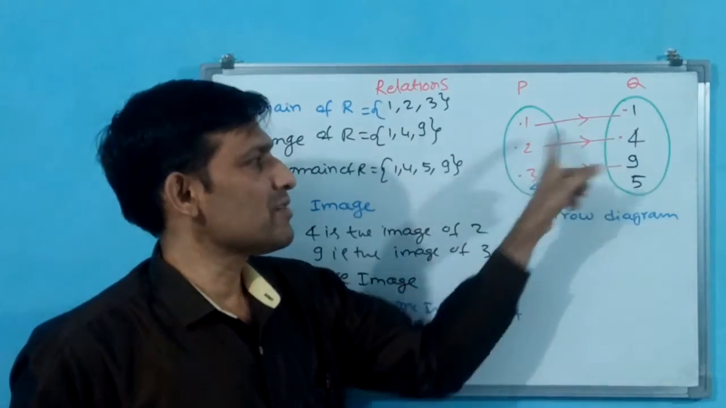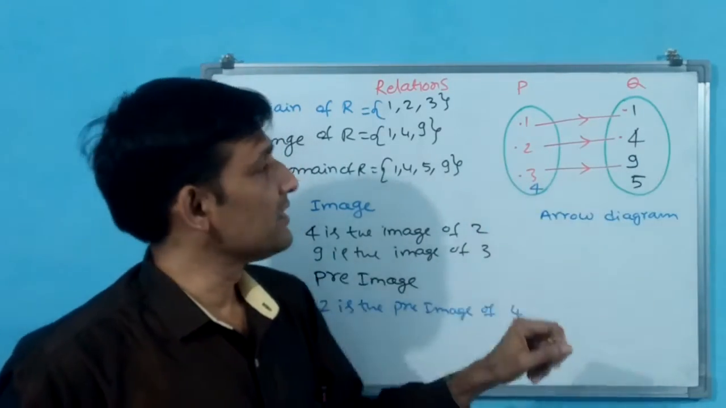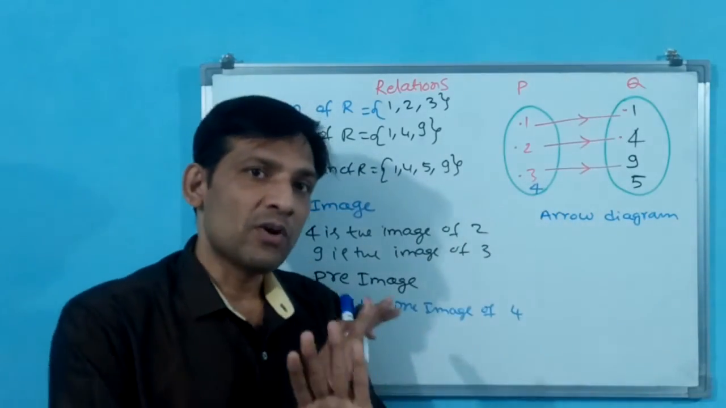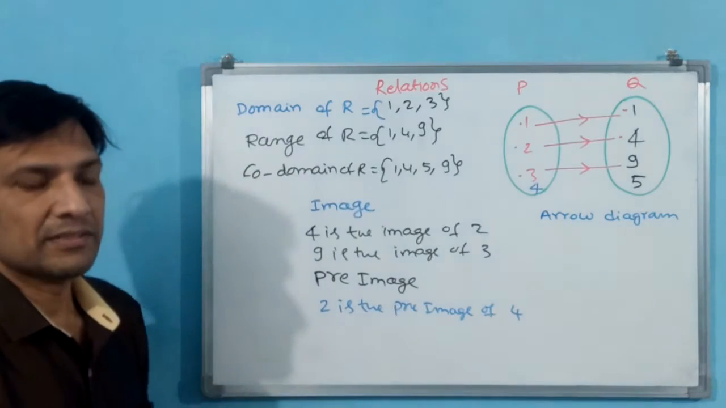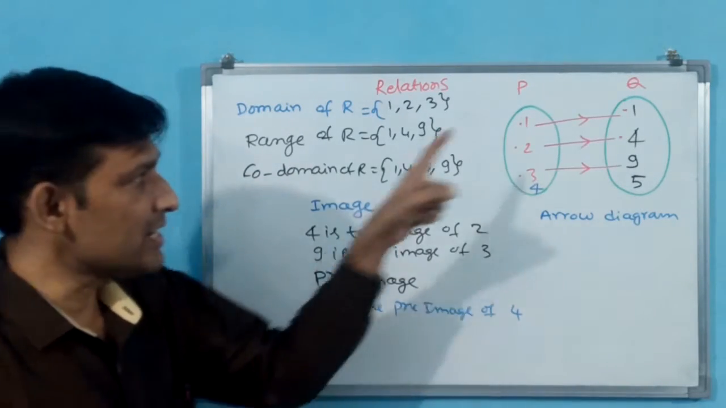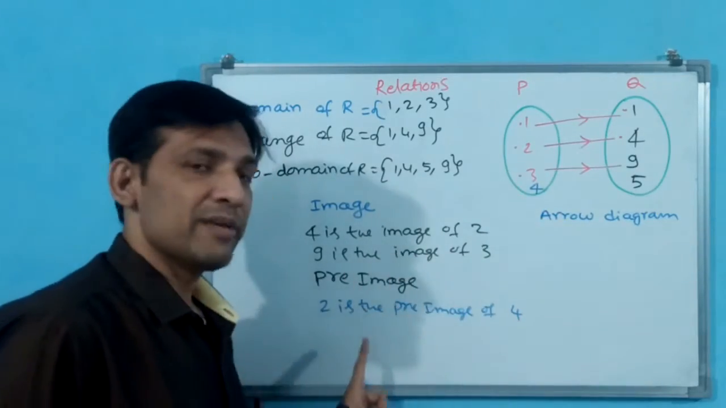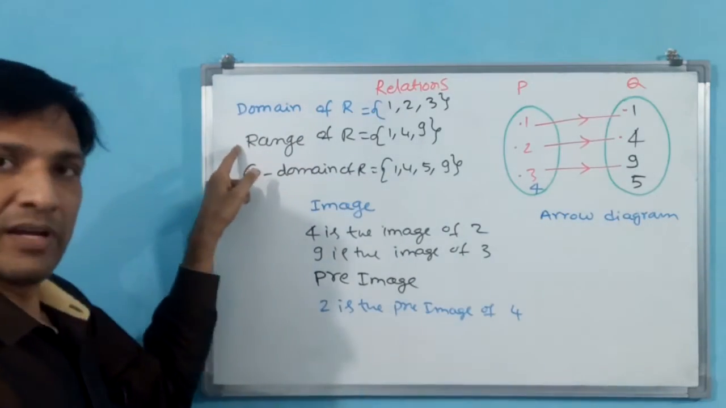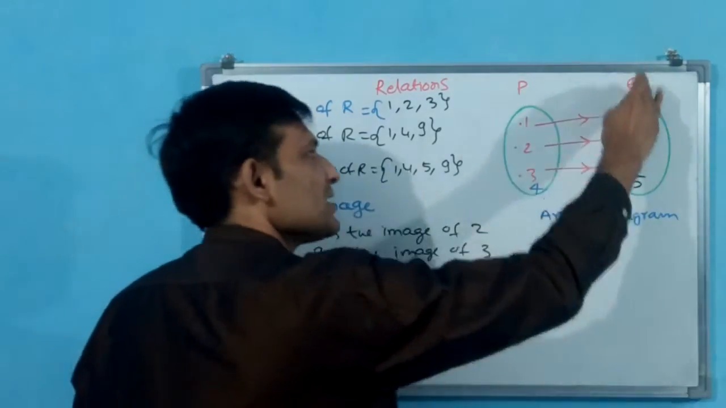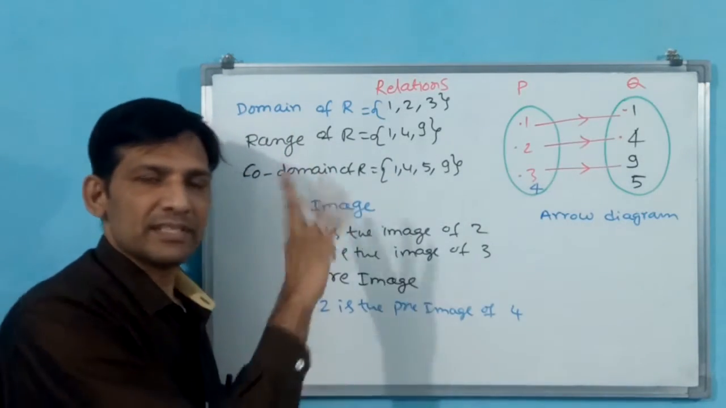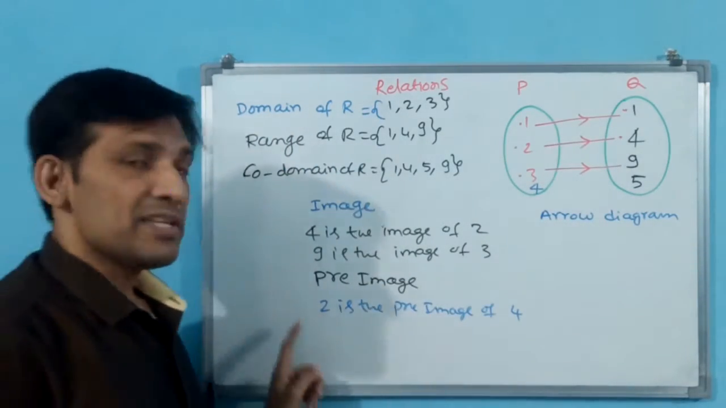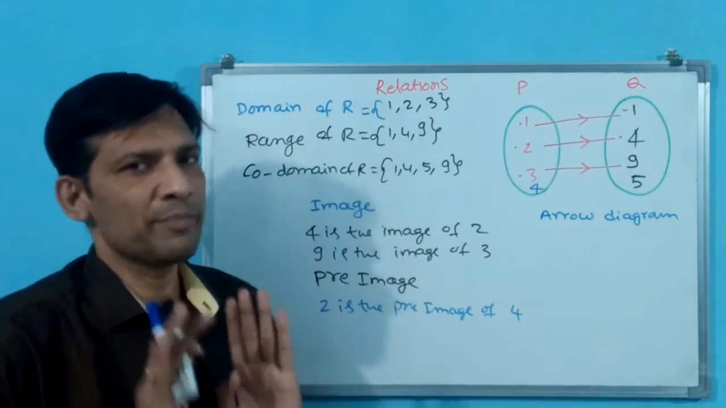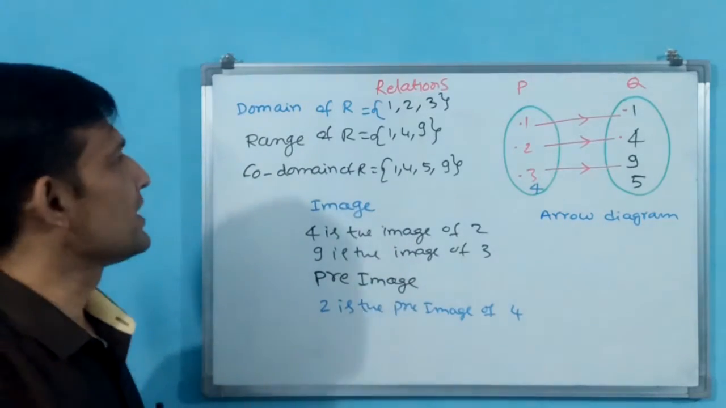When 2 is the pre-image for 4, then 3 is the pre-image for 9, and 1 is the pre-image for 1. 4 and 5 are neither image nor pre-image. You understand now? Why? Because when a relation comes, only then the image and pre-image concept comes. When a relation comes, only then domain and range come. Codomain, without a relation also, all the elements in the set will come. Image and pre-image don't come without a relation. Here 5 and 4 don't have any image or pre-image. This you have to understand.